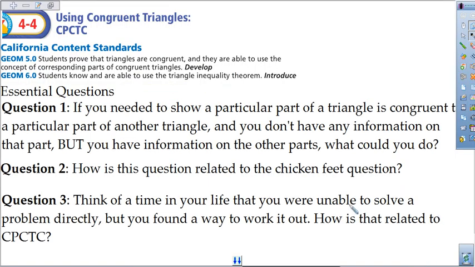Okay, essential questions. Question 1, if you needed to show a particular part of a triangle is congruent to a particular part of another triangle, and you don't have any information on that part, but you have information on the other part, what could you do? So hopefully by the end of this little video, you'll be able to figure that out. How is this question related to the chicken feet question?